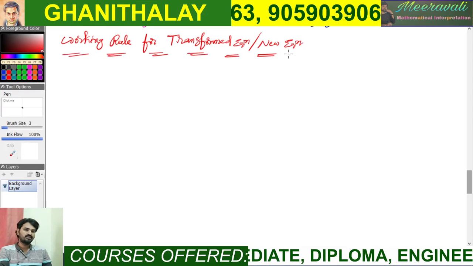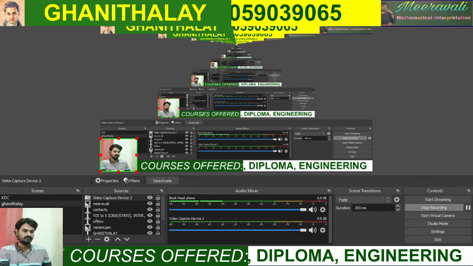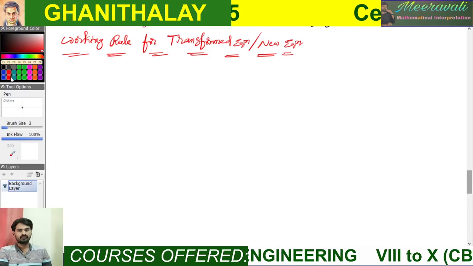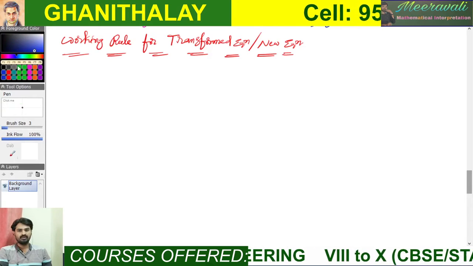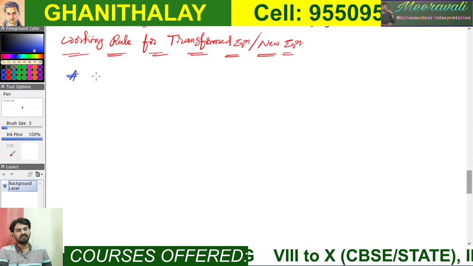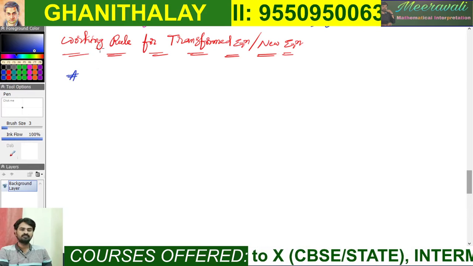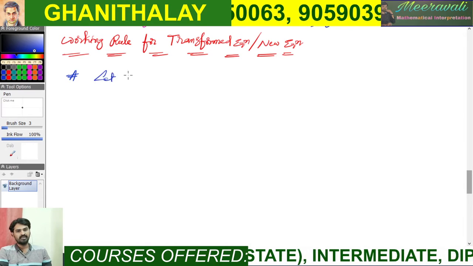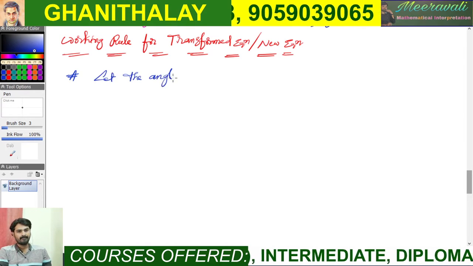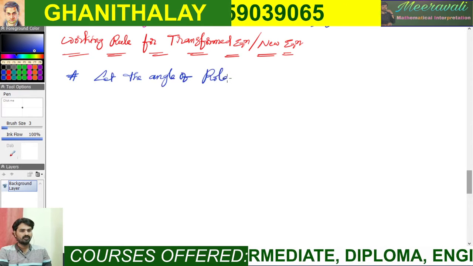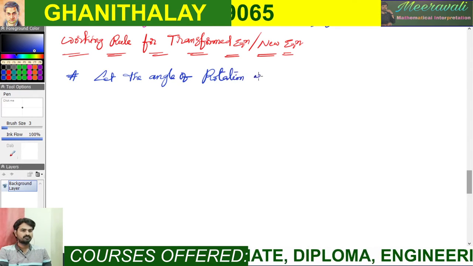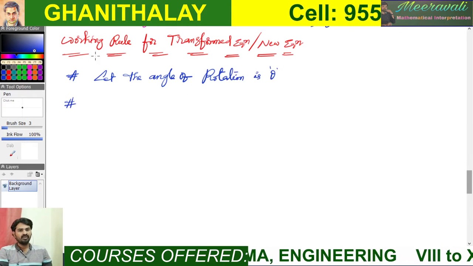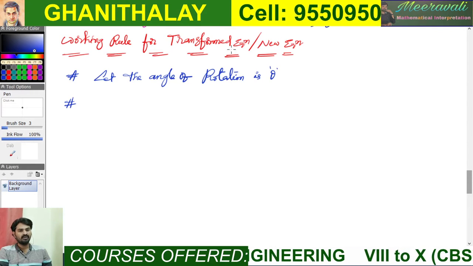Now which concept do we have here? We are in the rotation of axis. So first of all, in the rotation of axis, in every problem you have to see the angle of rotation. So first we take, let the angle of rotation be theta. Second, what do we have to find? The transformed equation we have to find here.